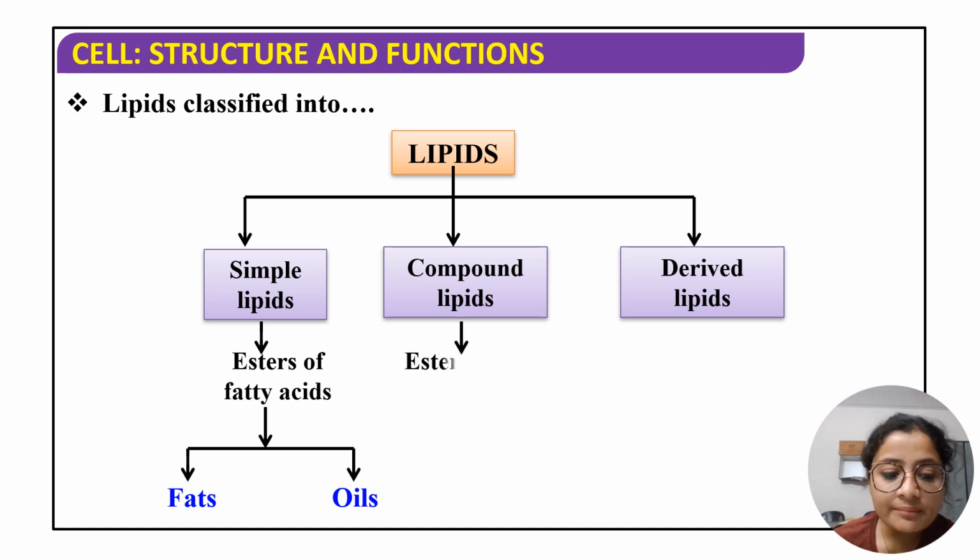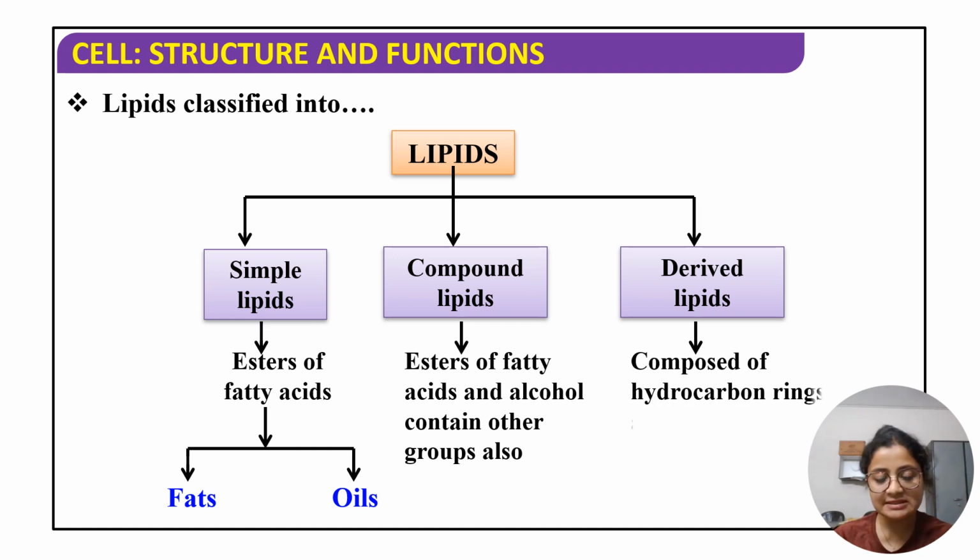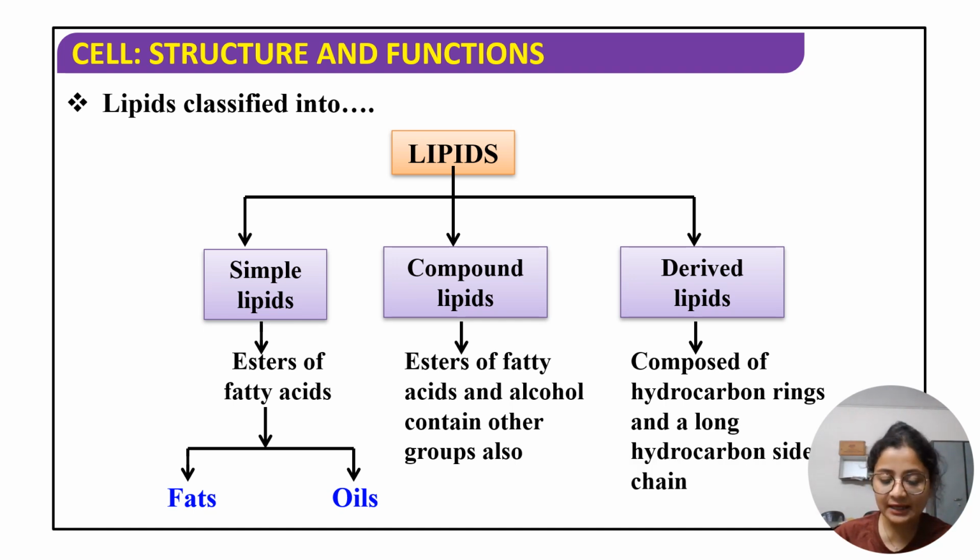ठीक है. Compound lipids की अगर बात करेंगे, compound मतलब something complex जो और किसी के साथ जुड़ा हुआ है. किसके साथ जुड़ा हुआ होगा? With alcohol. ओके, एस्टर्स ऑफ फैटी एसिड्स के साथ अगर अल्कोहल जोड़ देंगे, so we will get compound. And derived lipids means जो किसी और से derive हुआ है, ठीक है, कहां से derive हुआ है, from hydrocarbon rings और hydrocarbon side chain.